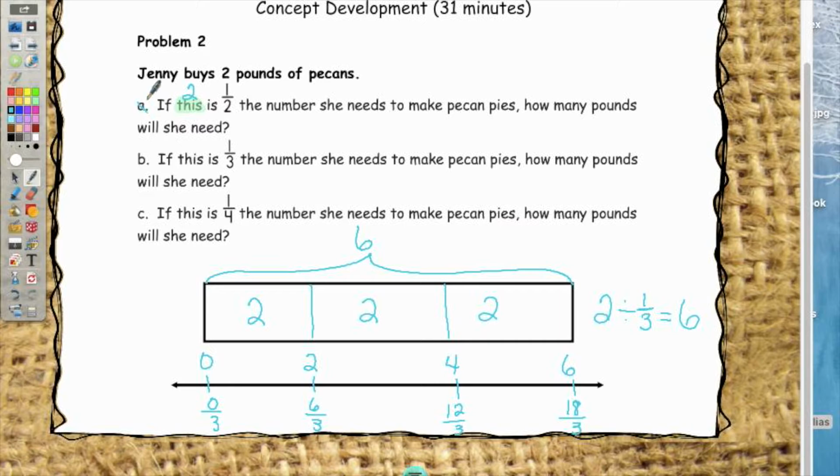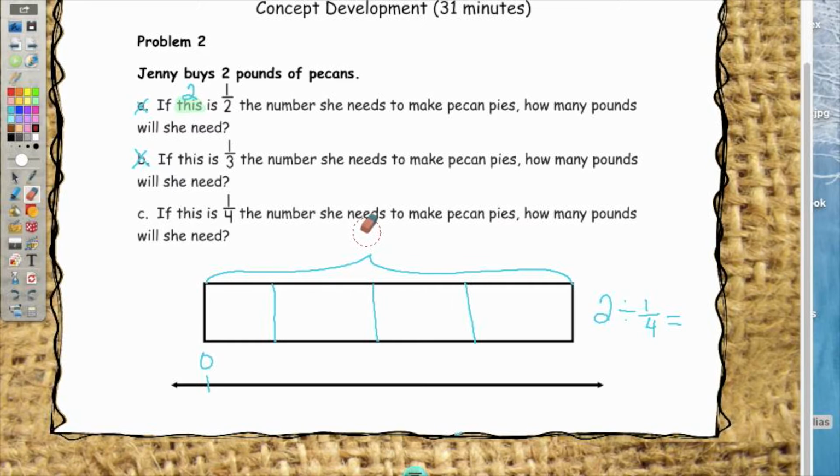Okay, so we've done A, we've done B. Let's do C. And then I'll teach you the trick after our last problem. How's that sound? You think you figured it out? Okay. All right, so let's read the next one. If 2 is 1/4 the number she needs, so what's my denominator? 4. So I need 4 equal parts.